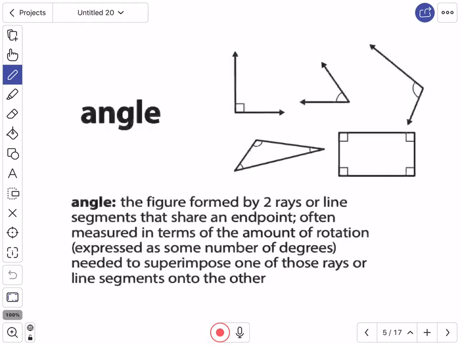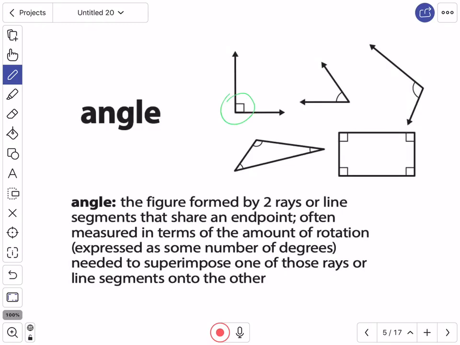When you are riding your bike or driving in a car and you come to an intersection, oftentimes the intersection is at a right angle, and those are perpendicular lines. All right. And then we also have angles. An angle is formed by two rays or line segments that share an endpoint. They're often measured in terms of the amount of rotation, expressed as some number of degrees, needed to superimpose one of the rays or line segments onto the other.